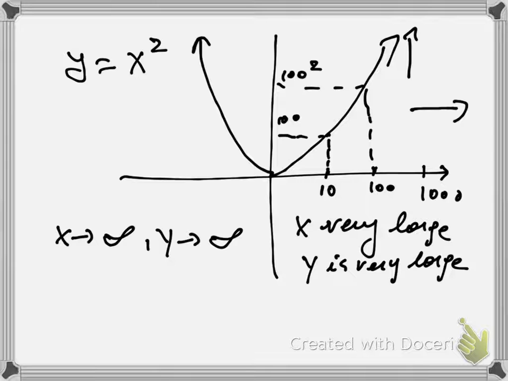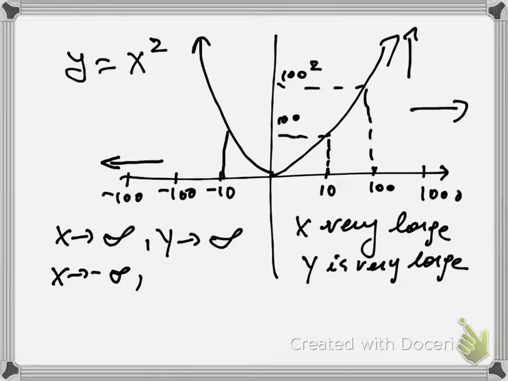Now let's look at the other side. We start at -10, -100, -1000, and so on. So we're going to negative infinity for x. So when x goes to negative infinity, what is happening to the y's? Well, when x is -10, y is 100. When x is -100, y is negative 100 squared, which is the same as 100 squared. So we notice that y is increasing without boundaries, so y goes to infinity.